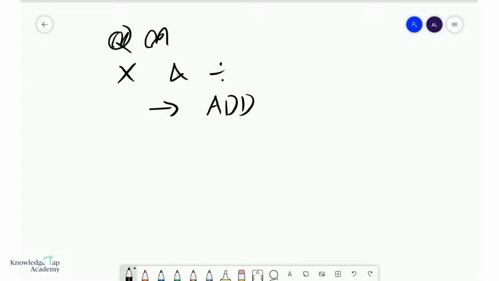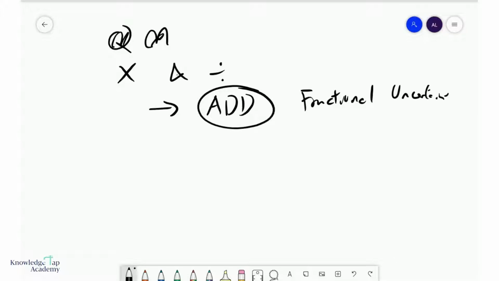Now, if we want to multiply or divide quantities with their associated uncertainties, then we have to do something quite different. So for multiplication and division, what you must always do is to add the fractional uncertainties. So let's look at an example of this. We always learn best from examples.